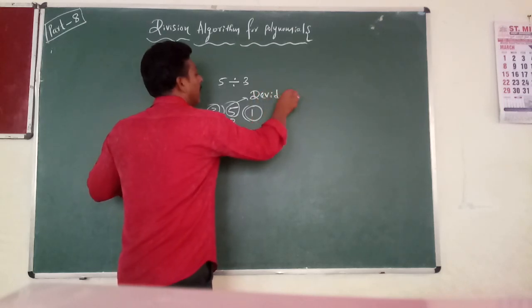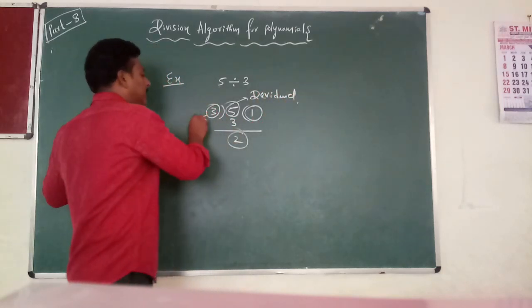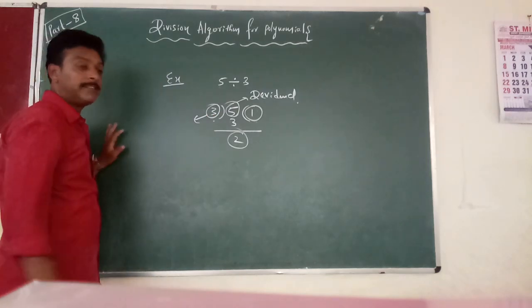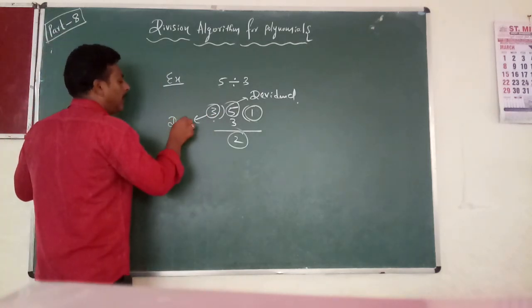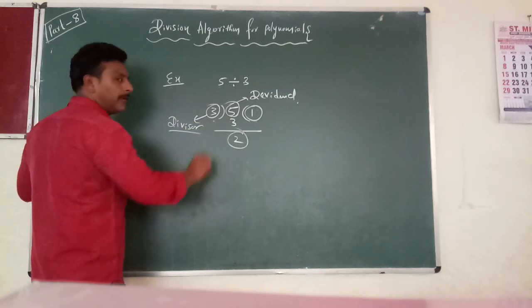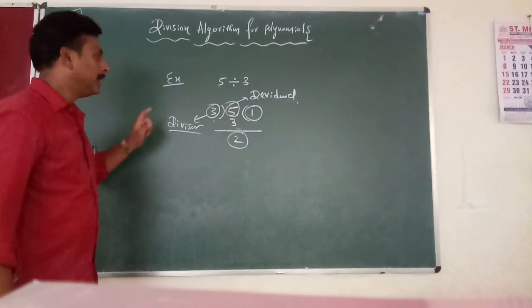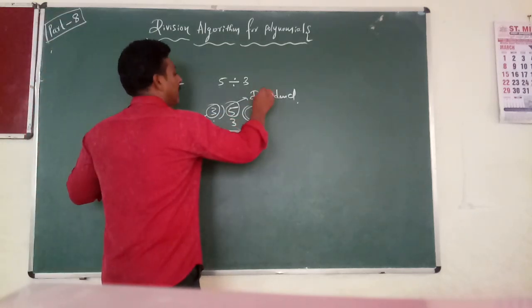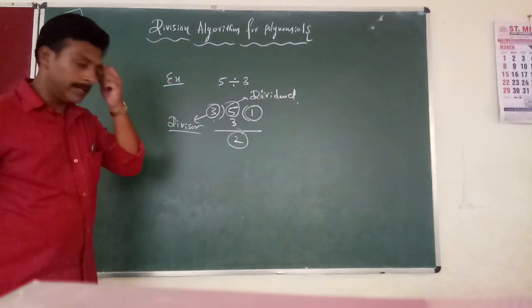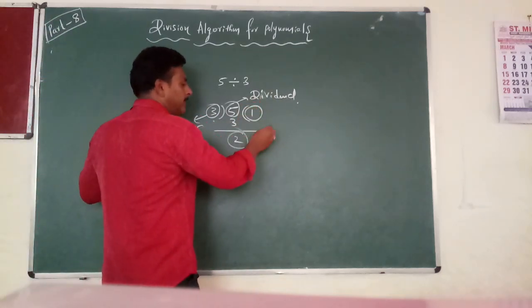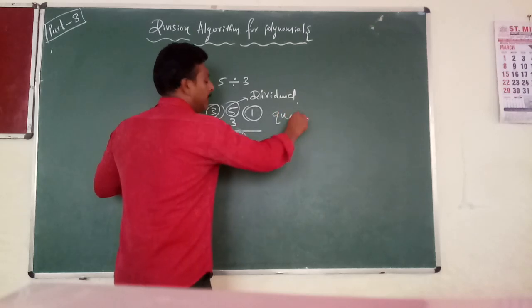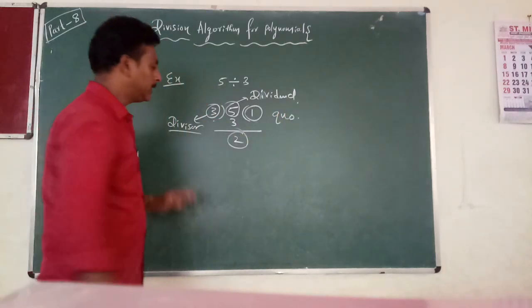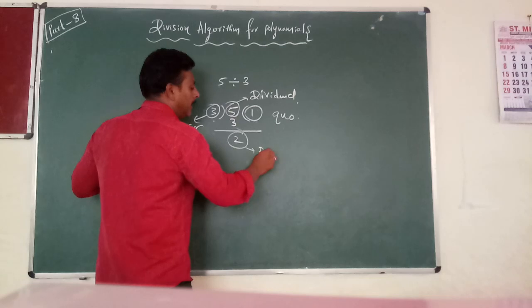Dividend. Correct? And what is this 3 called? Divisor. This is called a divisor. If you remember, dividend, divisor. Dividend and divisor. Do you know what this is called? Quotient. This is called a quotient and this is called a remainder.